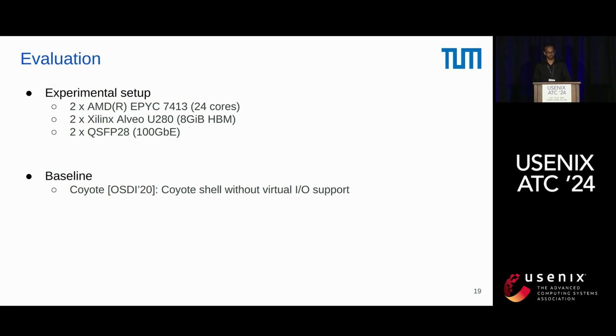So our experimental evaluation hardware setup includes 2 x86 servers, each containing their own FPGA cards. In our case, we use the Xilinx Alveo U280 cards. And additionally, the FPGA cards are connected via a 100 gigabit Ethernet link. And our baseline is Coyote, a shell, which is basically the shell without the virtual I/O support.